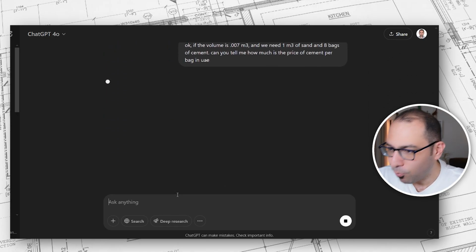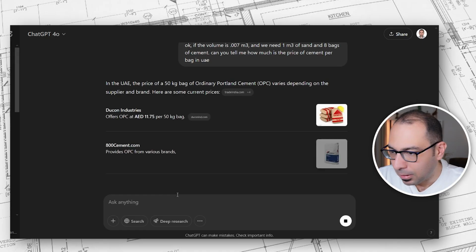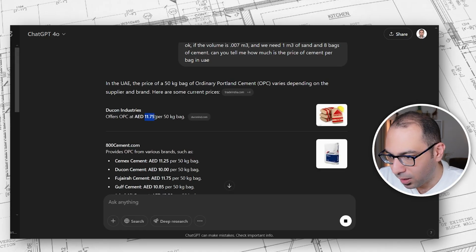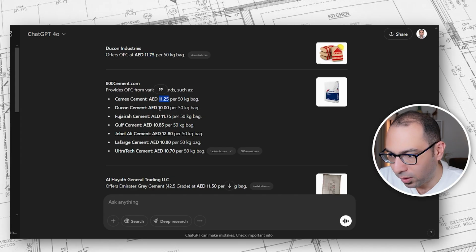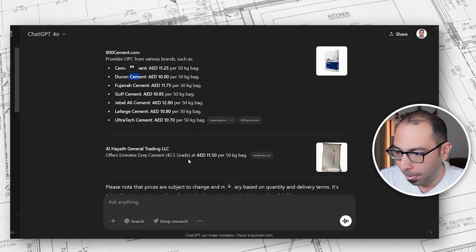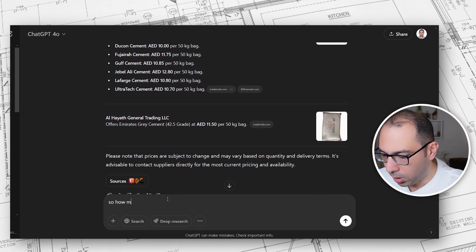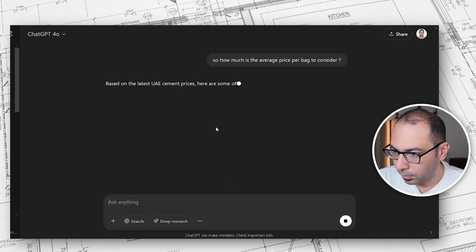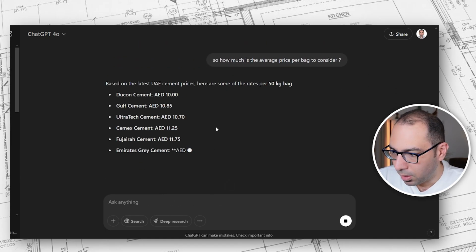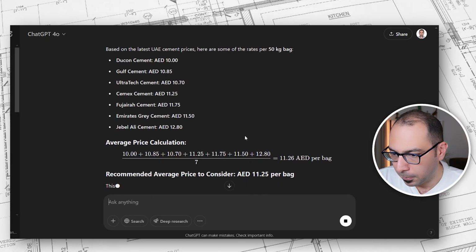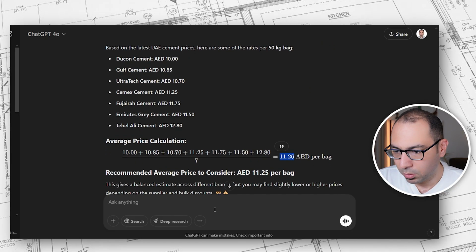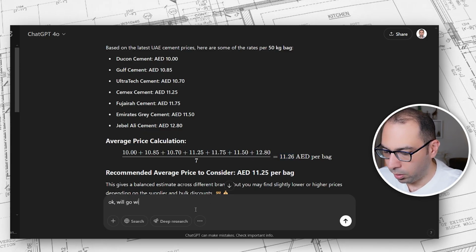Okay. All right, so we are getting here 11.75 per bag, 11.25, 10, 11.75, and these are from different suppliers, as you can see. Okay, so how much is the average price per bag to consider? Okay, so the average will be 11.26. Okay, we'll go with the 11.26.